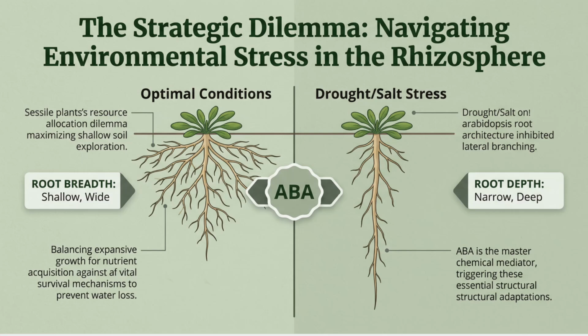Plants living in variable soils face a real strategic dilemma, and this slide shows it clearly. Under rich conditions, roots spread shallow and wide to scavenge nutrients. But when drought or salinity hit, the hormone ABA triggers a shift toward narrower, deeper roots to access water and reduce loss. The image contrasts those two architectures and highlights the trade-off between nutrient foraging and survival.